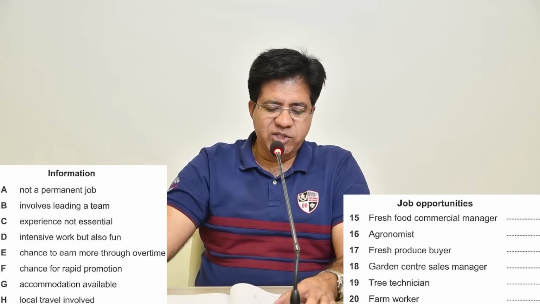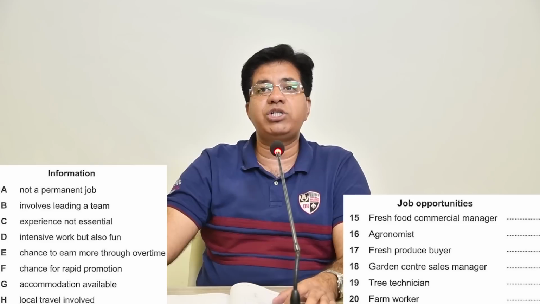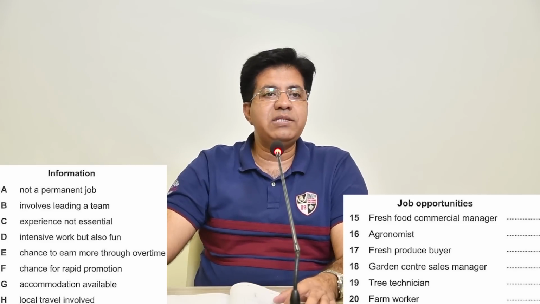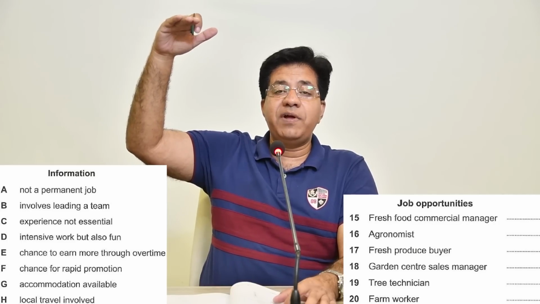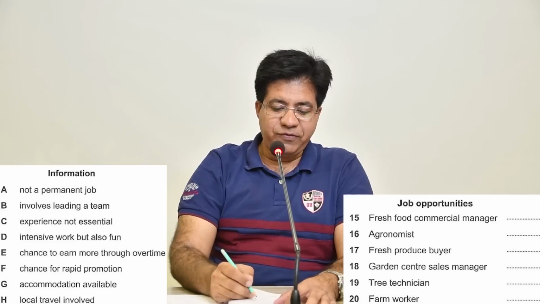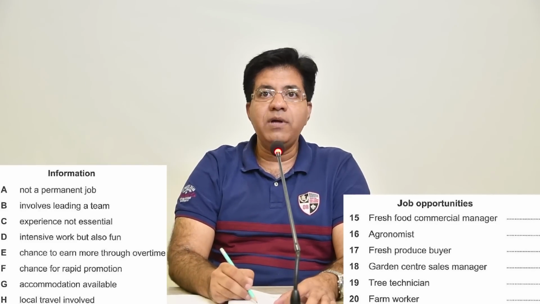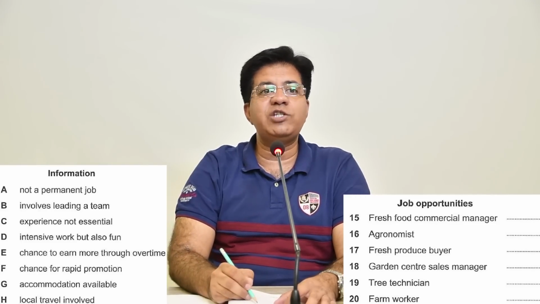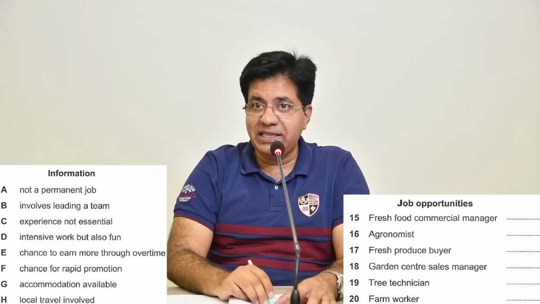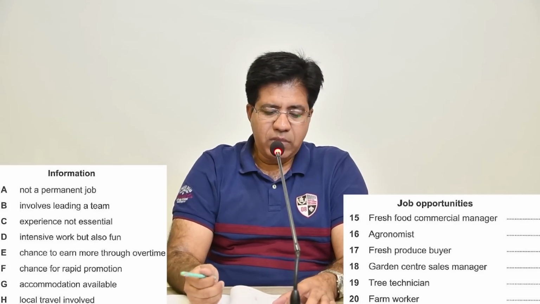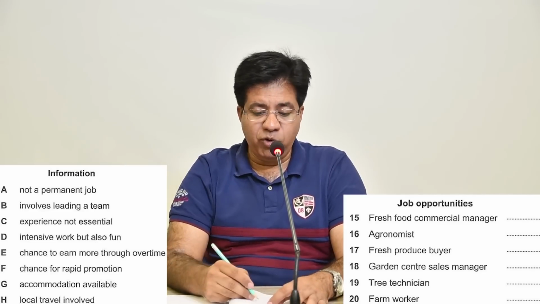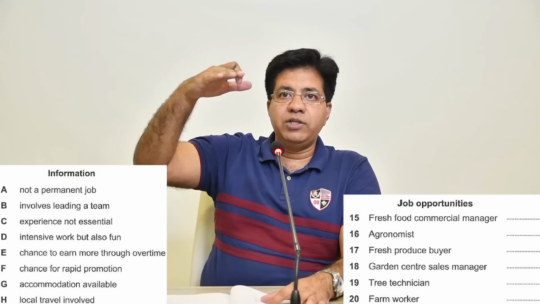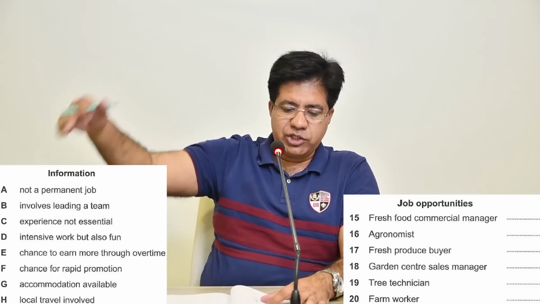Option F, chance for rapid promotion. Now they will talk about a job and say there are chances for rapid promotion, within 2 to 3 months you can reach it. And there is one trap. They might say in one of the options that in this type of job there are no chances for immediate promotion. So don't take this option. For rapid, they can use the words quick promotion, immediate promotion. And for promotion, they can use the words from junior manager to senior manager.